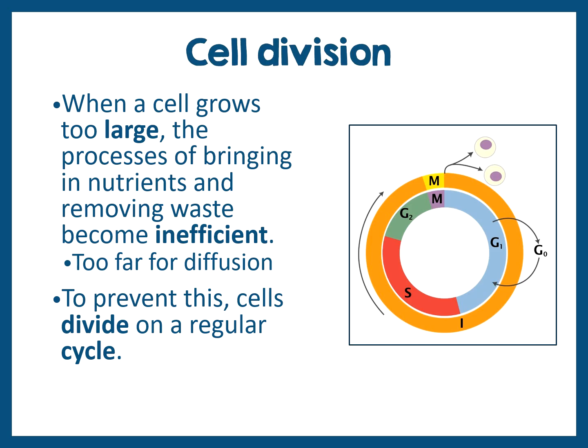So the cell is going to divide on a regular cycle and it will produce 2 genetically identical daughter cells, which is really important because we're trying to replace old or damaged cells. So if you have stomach cells that are damaged, you better be replacing those stomach cells with other stomach cells that can function as a stomach cell.